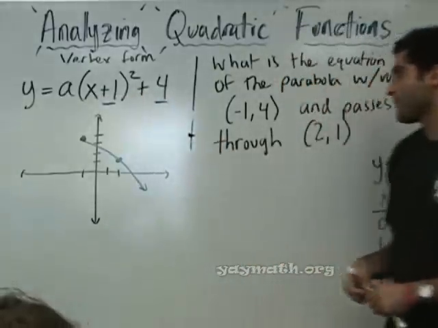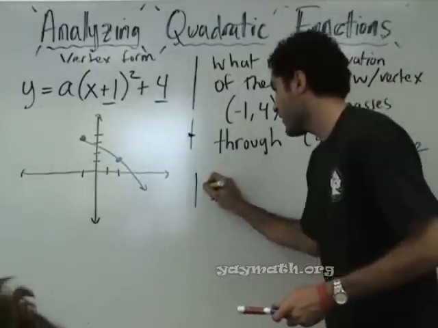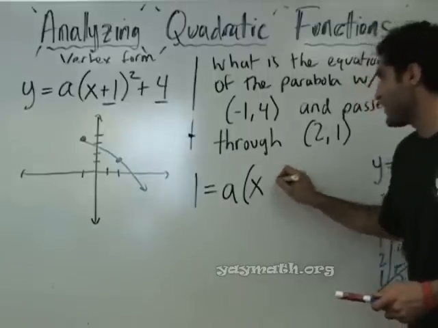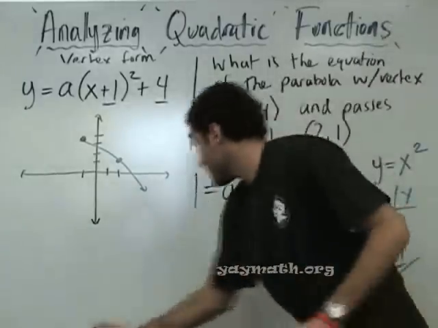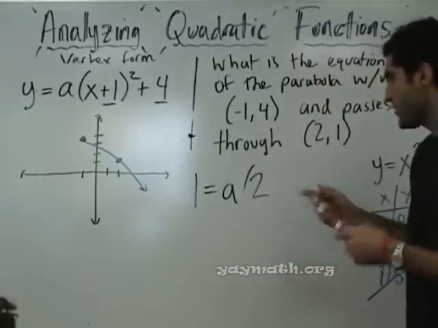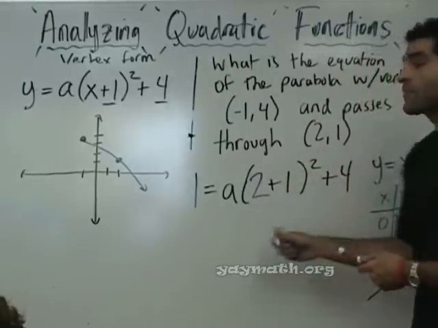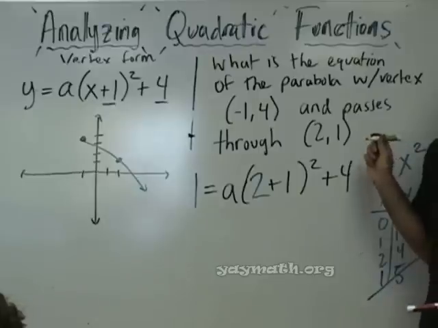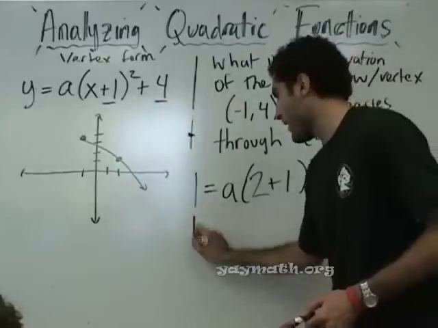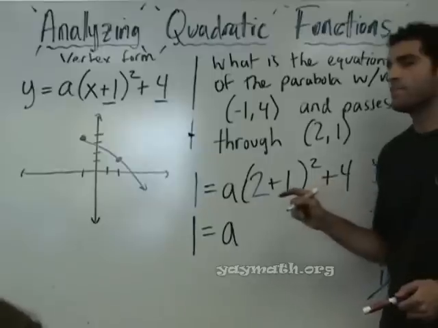Instead of y, what are we going to write? 1 equals a times (2 plus 1) squared plus 4. And now can we solve for a? Yeah, it's one variable left. So now we're going to solve for a. Order of operations, don't forget. 1 equals a times, what's 2 plus 1 squared? 9.